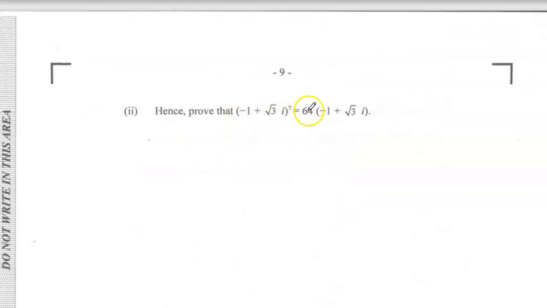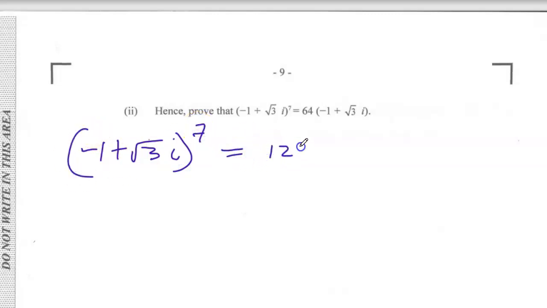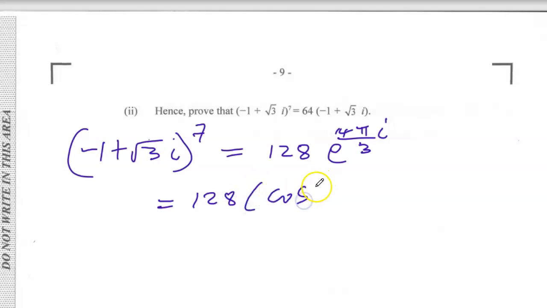Next, we're asked to prove that -1 plus root 3i to the power 7 is equal to that. So remember that -1 plus root 3i to the power 7 was equal to 128 e to the 14 pi over 3 i. So we can put this in the polar form, the r cos theta form. R is 128. In the bracket we'll have cos 14 pi over 3 plus i sine 14 pi over 3. And this we can use our calculator to determine.